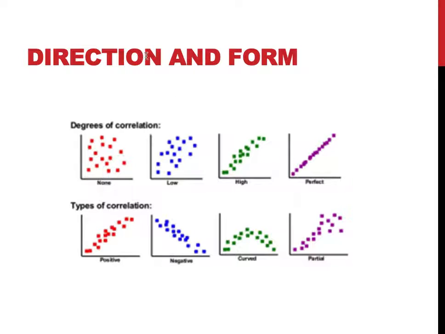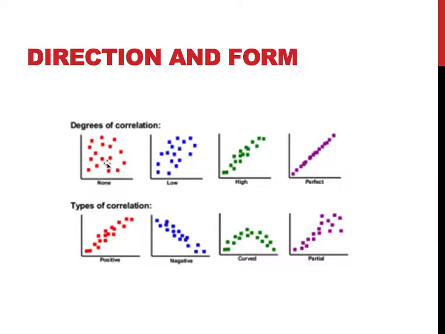So that's direction. Direction is it positive or is it negative? Form has to do with this shape here, right? So this is linear, it makes a line. This one is linear, it makes a line. This one is linear, makes a line. This one is linear, and it makes a line.